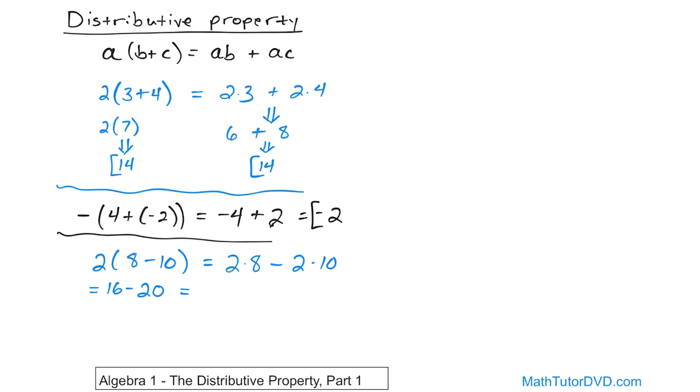20 minus 16, even though it's not written like that, is going to give you 4, and it's going to be negative 4 because the sign is going to come from the larger absolute value. This is a positive 16. This is really a negative 20, so the answer is going to give you negative 4.